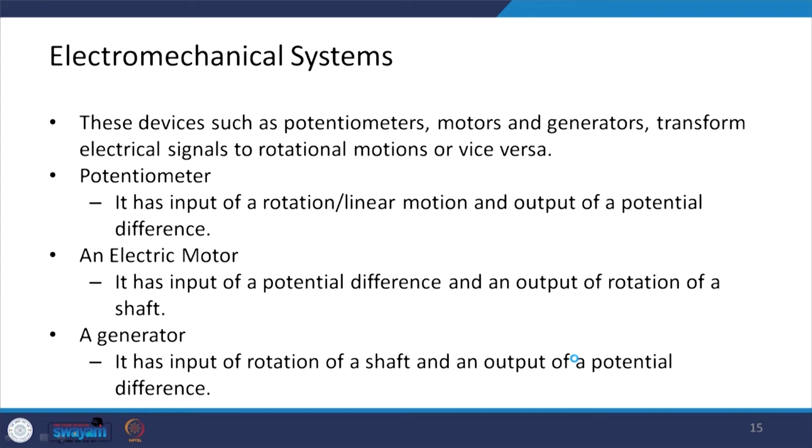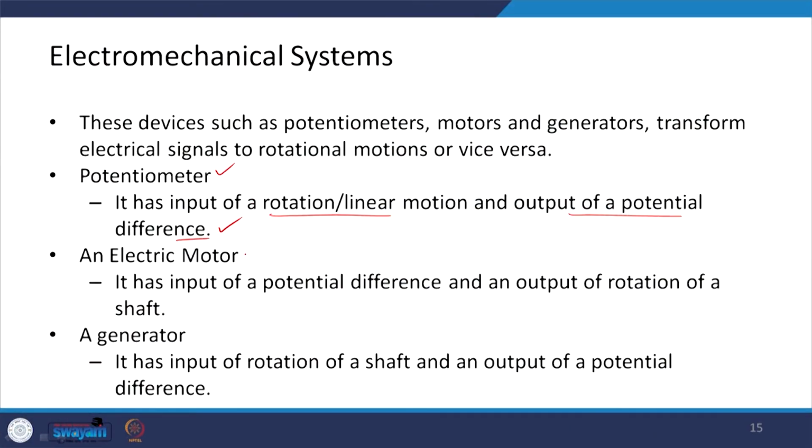Next, before we take a further example of a motor, let us look at a little basics of electromechanical systems. These devices, such as potentiometer, motor and generator, transform electrical signal to rotational motion or vice versa.